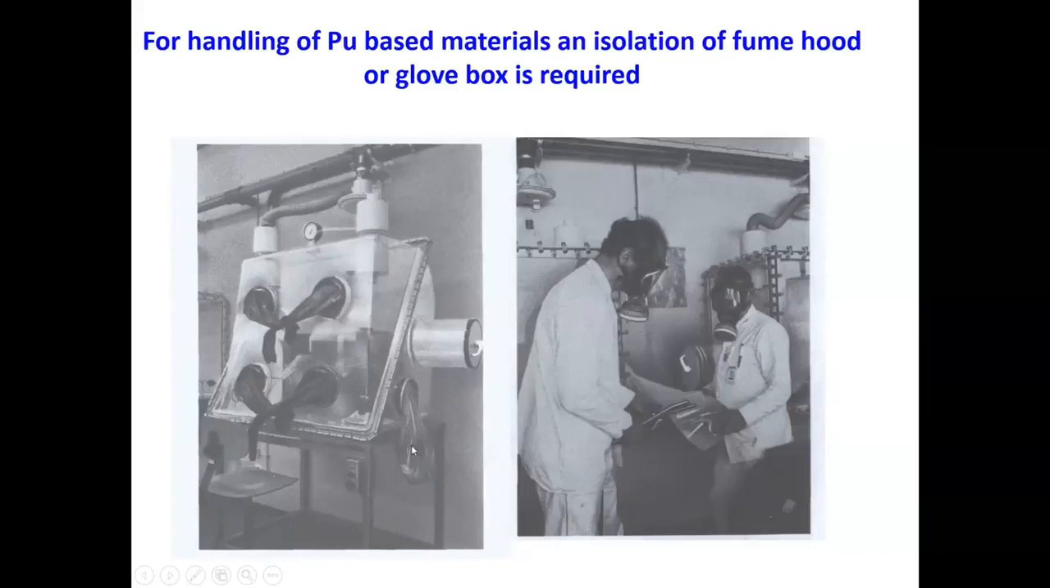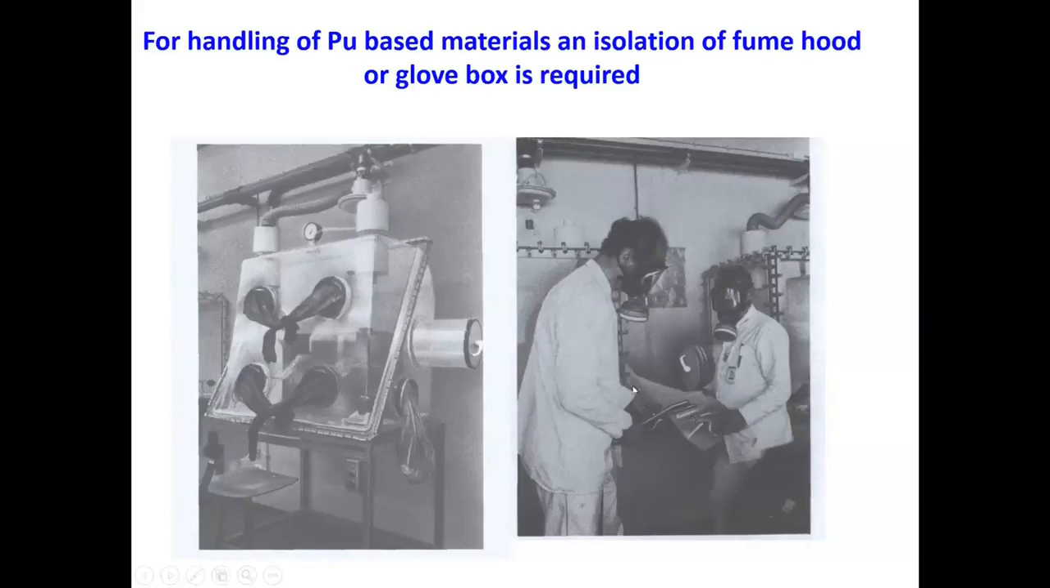There is a PVC bag. Once we have to take the sample, first you have to close all the doors, then open this door only, put the sample inside carefully, close it, and then open it from inside and take it in. And this glove box always remains in negative pressure, so air is sucked from outside to inside. In case there is some leakage or a puncture in the neoprene glove, air should go from outside to inside. Air should not get contaminated.